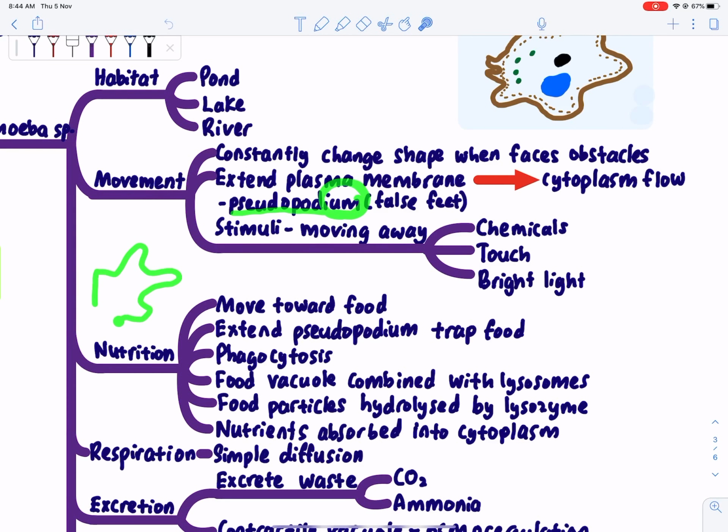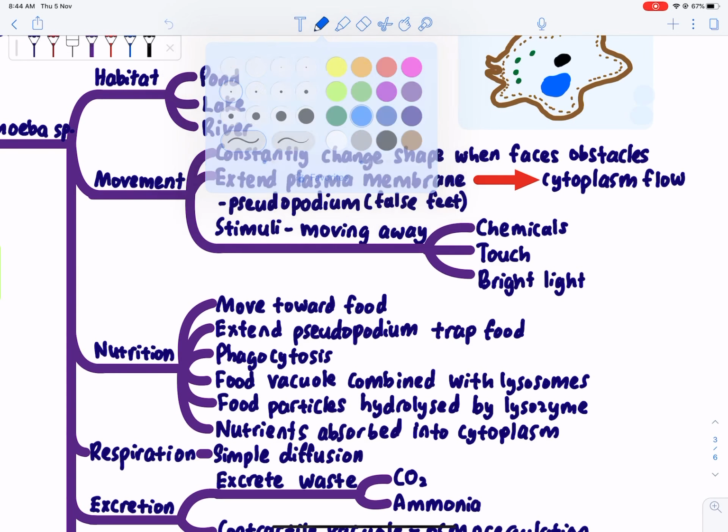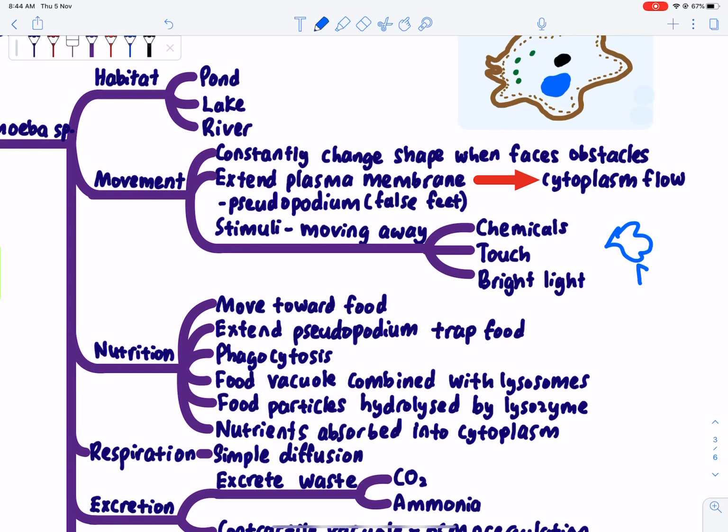For example, I am using the plasma membrane here. The amoeba here has the plasma membrane, and that plasma membrane has the ability to extend. Okay, the extended part of the plasma membrane we call a pseudopodium. This pseudopodium is singular, involving one structure of the plasma membrane. If they have more than one structure extending from the plasma membrane, for example this one and another structure, we call that pseudopodia. The pseudopodia is also called false feet.